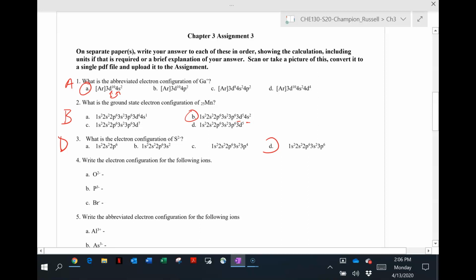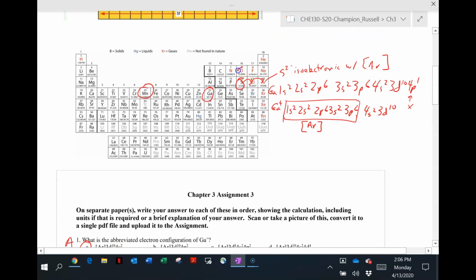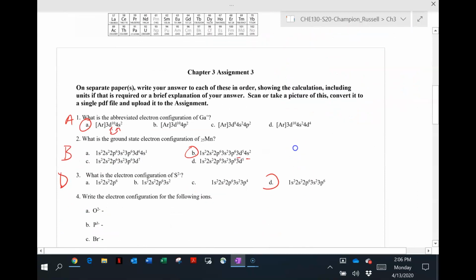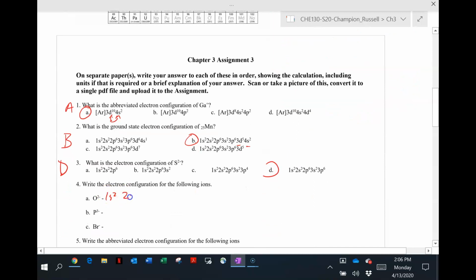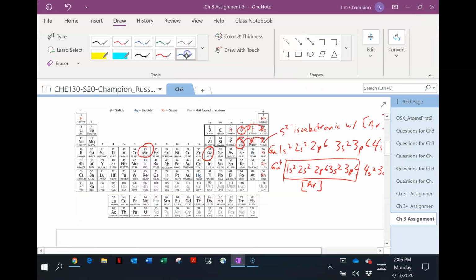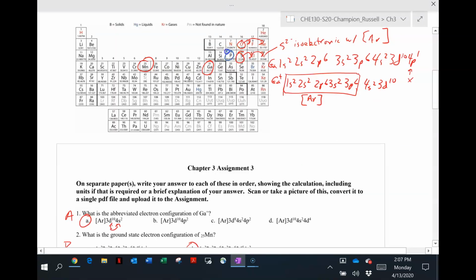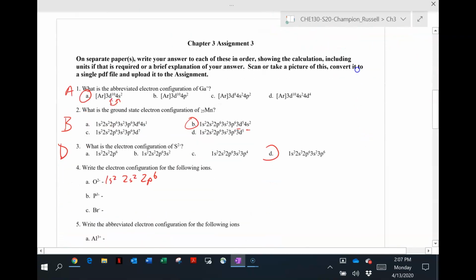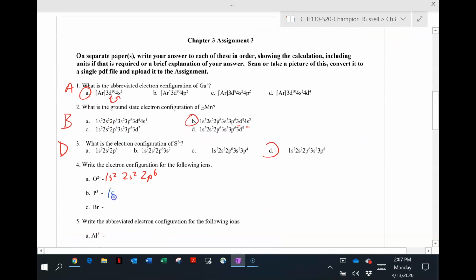Oxygen 2 minus, oxygen is here. 2 minus, I'm going to jump over 2 more to neon. So it's isoelectronic with neon, and that's going to be 1s2, 2s2, 2p6. If we go down to phosphide, phosphorus 3 minus, I'll do that in blue. Right here, 1, 2, 3 minus. It's going to be isoelectronic with argon, so it's going to be the same one as argon: 1s2, 2s2, 2p6, 3s2, 3p6.